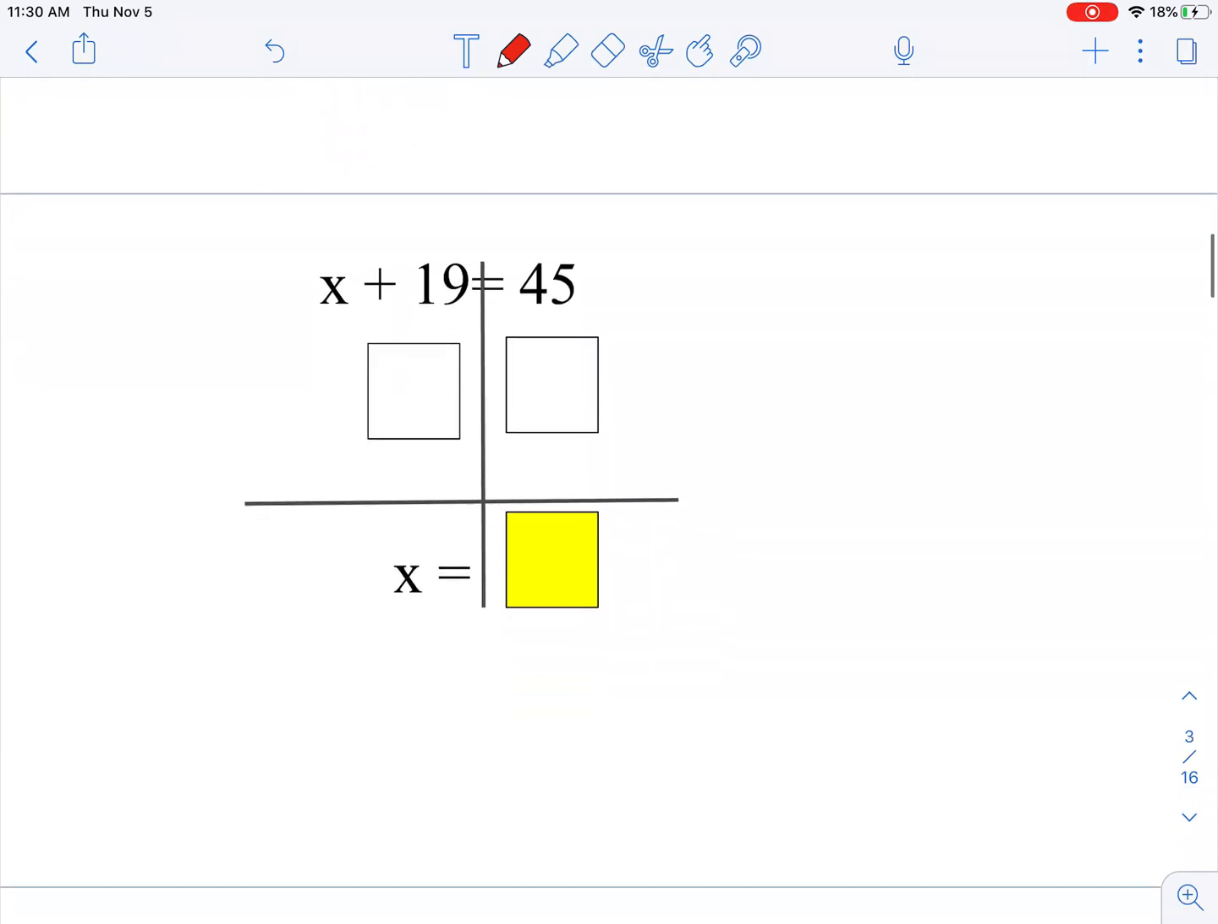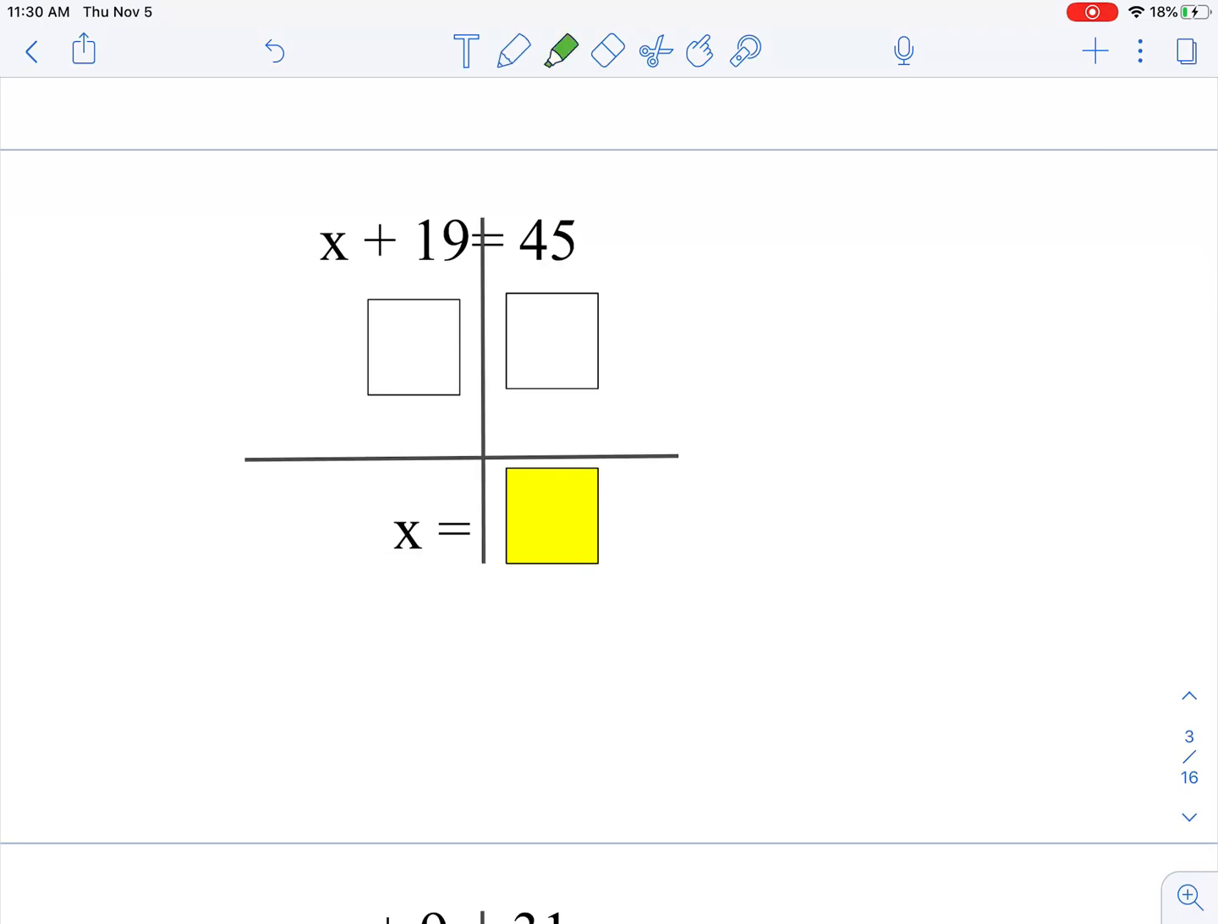All right, let's look at this one. I want to get this x by itself. To do that, I have to get rid of that plus 19. To get rid of something, I do the opposite. The opposite of adding 19 is subtracting 19. Whatever I do to one side of the equal sign, I have to do to the other side to keep my equation balanced.